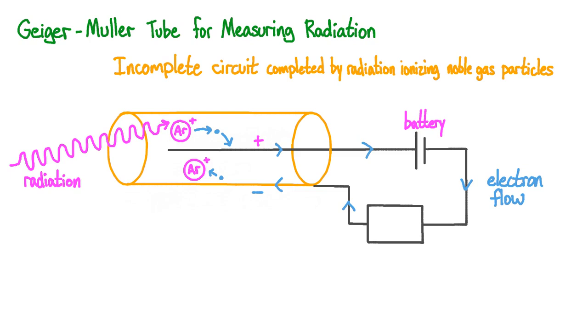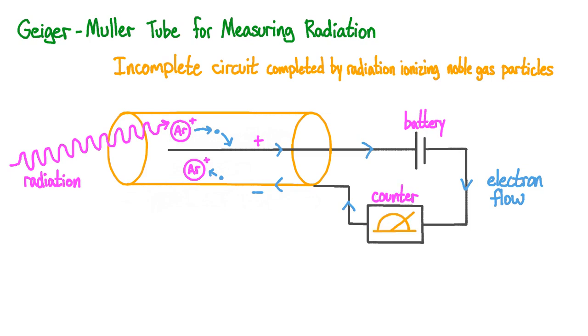We can say that a Geiger-Müller tube is an incomplete circuit that is completed when radiation ionizes the noble gas particles in the gap in the circuit. More radiation means more electrons knocked off of argon atoms, and a stronger electric current.